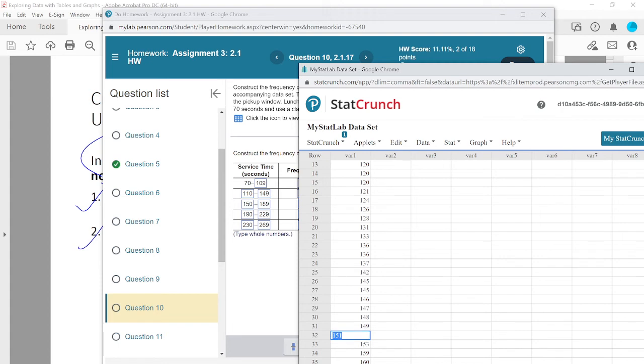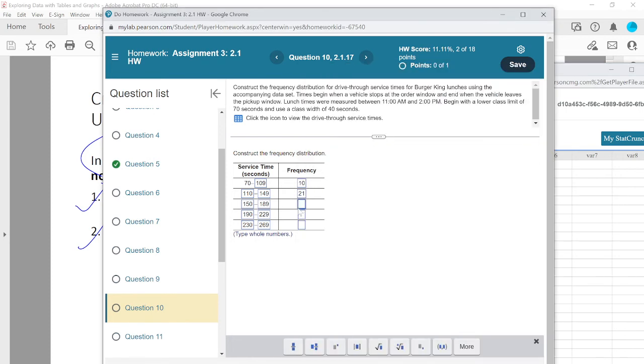Now from 150 to 189. It starts with 32, so we go up to 189. Where is 189? So here, 32 to 38. So 1, 2, 3, 4, 5, 6, 7. The frequency is 7.